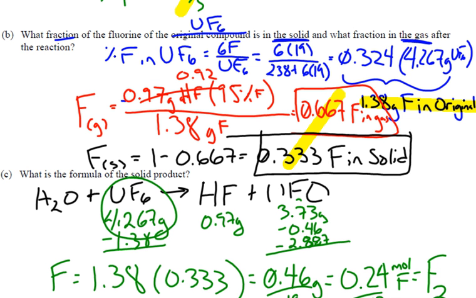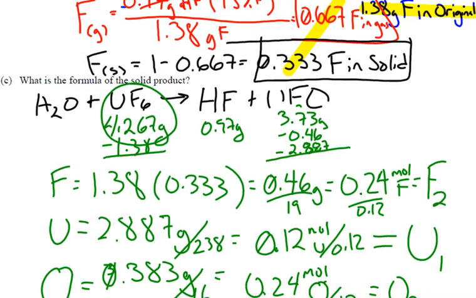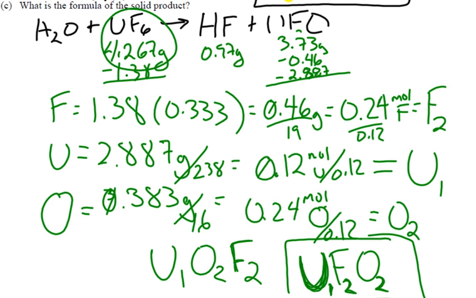Letter C was worth 4 points. Ooh, there's a lot there. So 4 points for letter C. You received 1 point for determining the mass of uranium present. You received 1 point for determining the mass of oxygen, 1 point for converting all 3 to mole values, and 1 point for an empirical formula that matched.